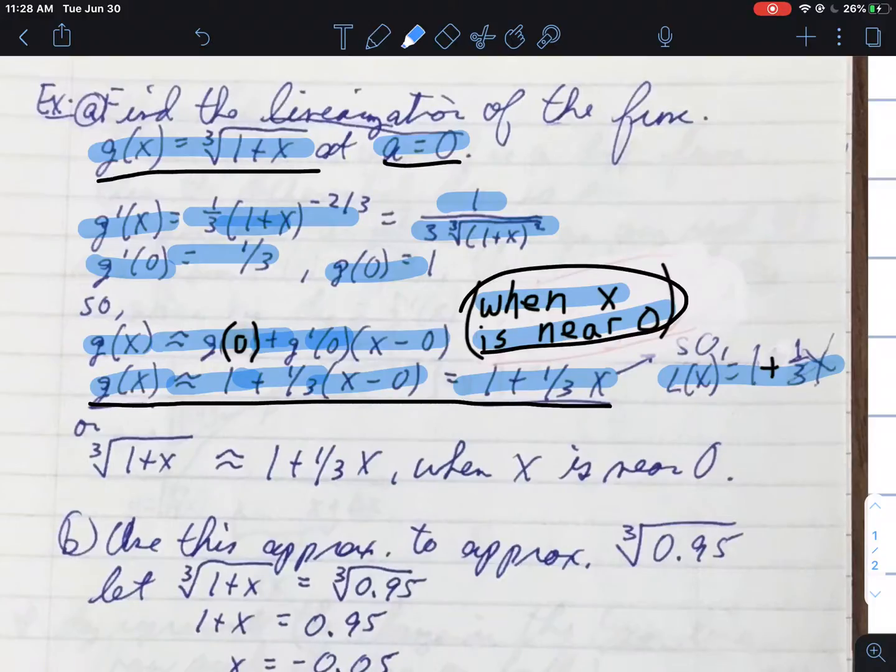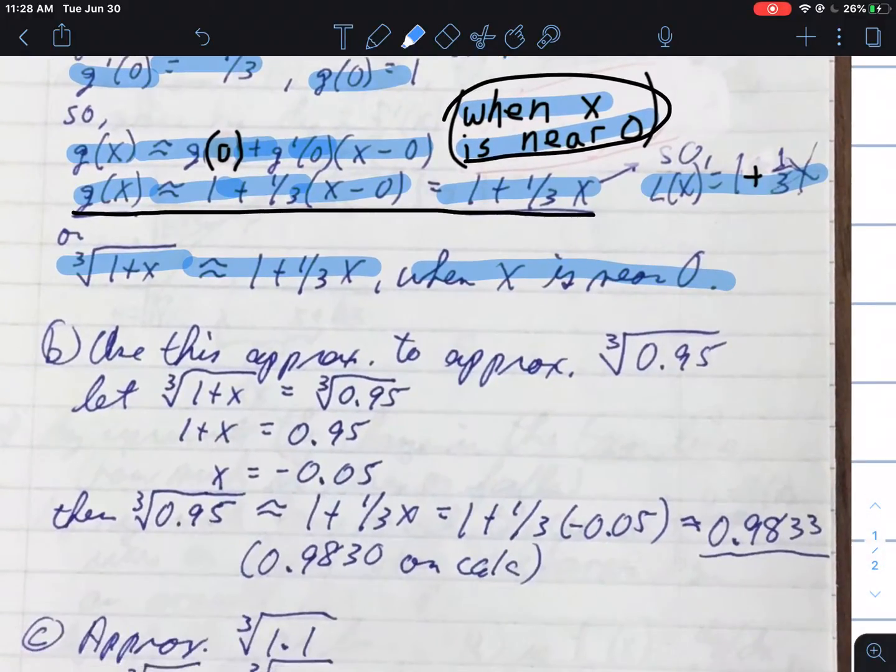So we could also say, if you just take your function g of x, which is the cube root of 1 plus x, how about we say it this way? I'm telling you that I could approximate the cube root of 1 plus x, that's our function, by using this equation 1 plus 1/3 x as an approximation to the cube root of 1 plus x, but again, as long as x is near 0, okay? So in part B, that's what we're going to do. Let's use that approximation to approximate the cube root of 0.95, right?